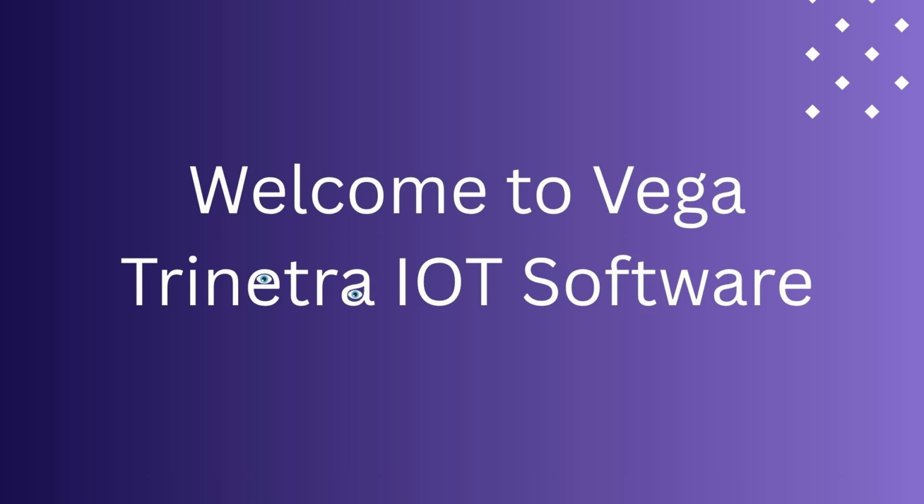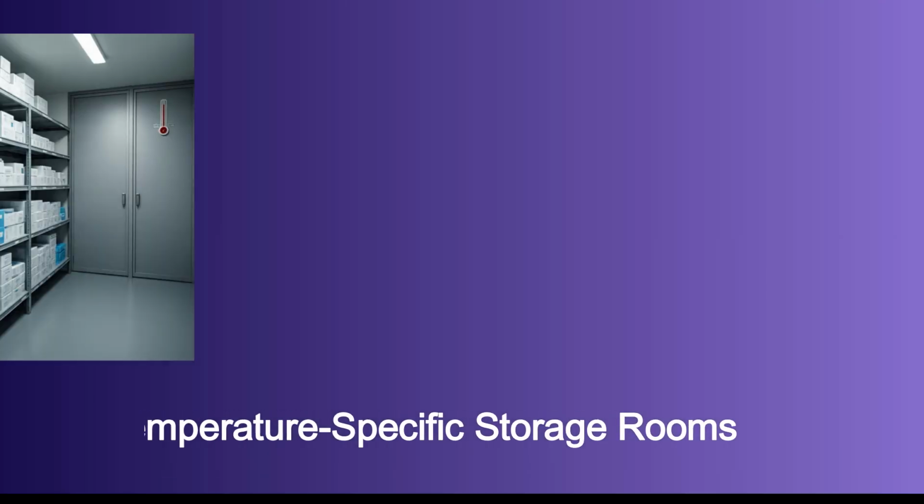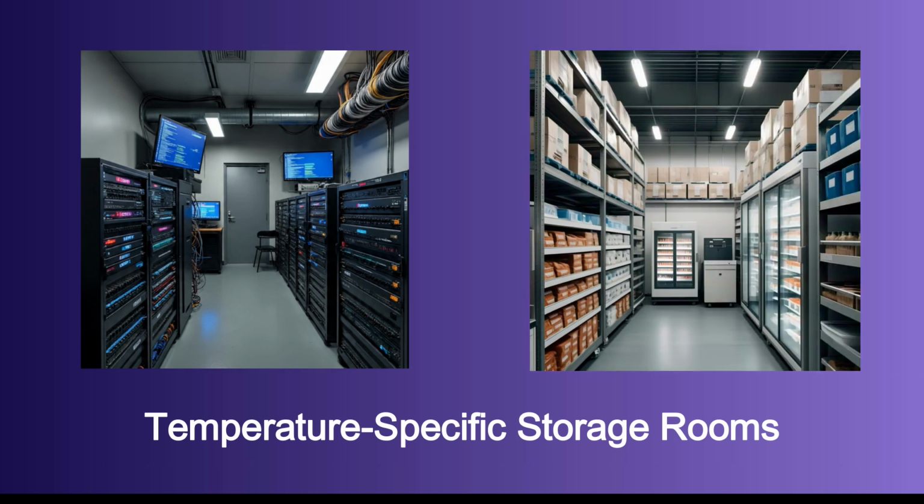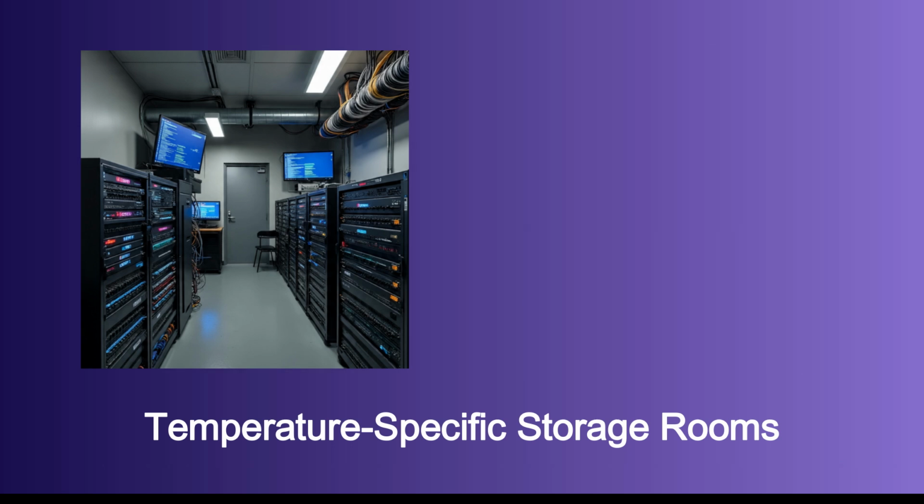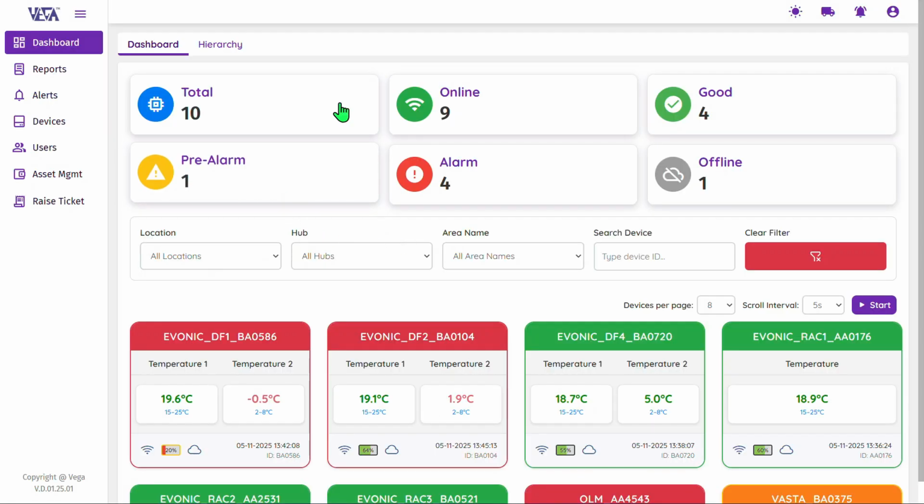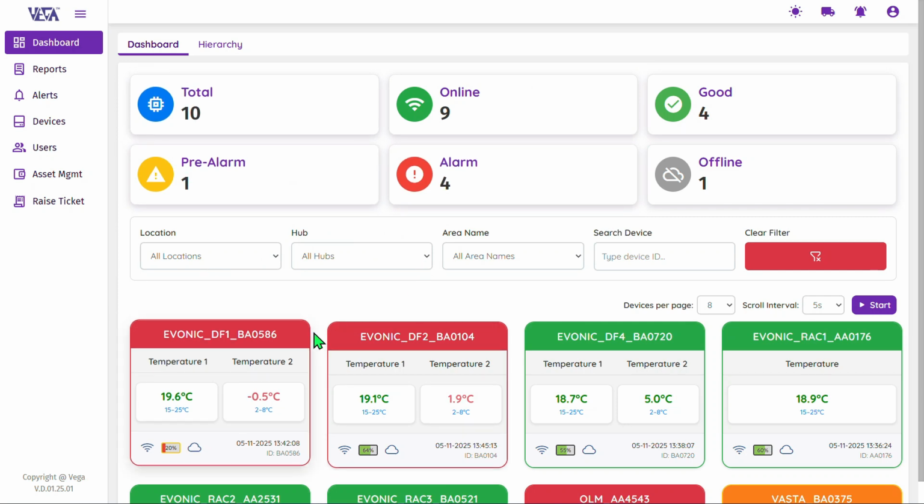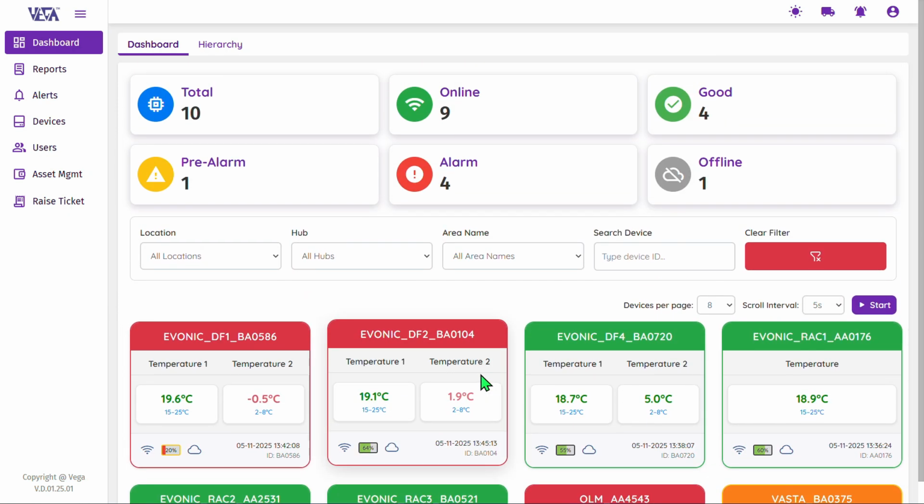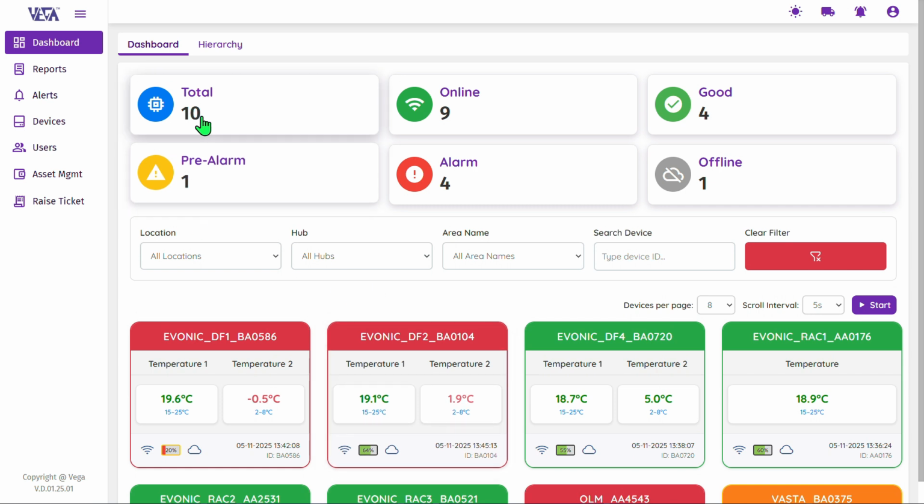Welcome to Vega IoT Software, an advanced intelligent solution designed to help industries monitor, manage, and maximize their operations with precision. All right, let's understand the dashboard. This is the main dashboard where you can monitor all your connected devices in real time. Let's understand the tiles you see on your screen.